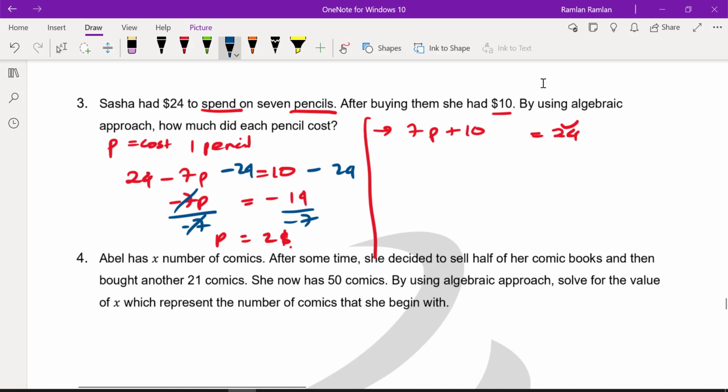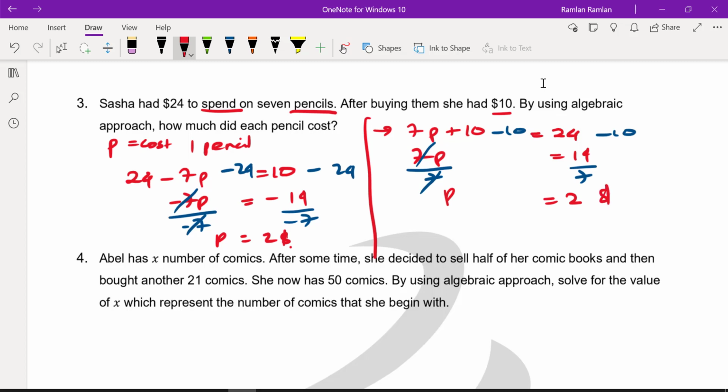Okay, so I'm gonna do that. So minus 10 for both sides, right? So that will be 7p on the left side of the equal sign. This is 14, and then divide everything by 7, right? Cancel the 7, and this is also 2. Can you see that we have the same exact answer? So it doesn't matter which approach you want to use, but the equation is also crucial to find the final answer.